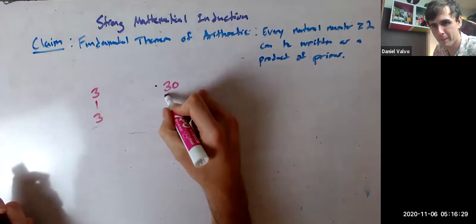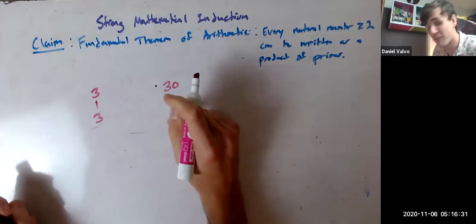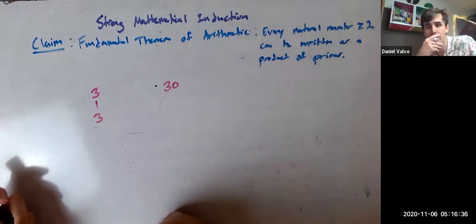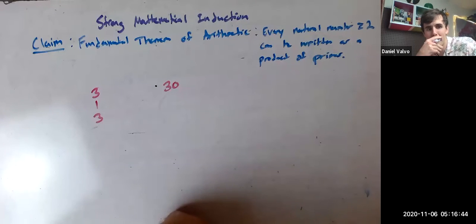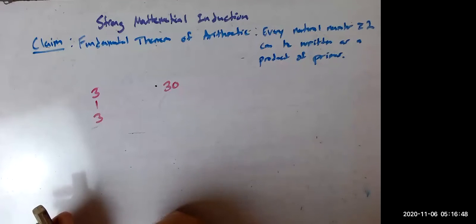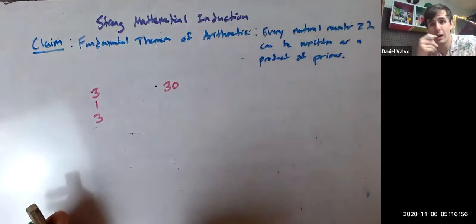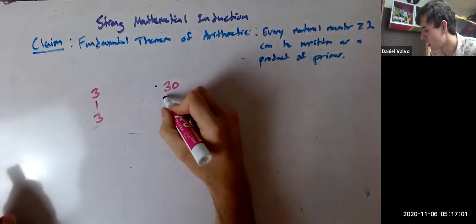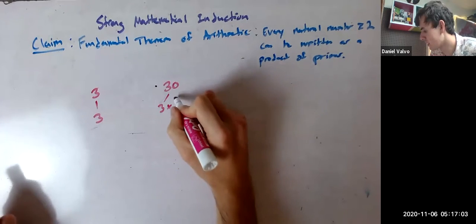it's not prime. Why is it not prime? By definition, what does it mean to not be prime? To not be prime, it has to be divisible by something other than itself and one. Exactly, right? So why is 30 not prime? It can be divided by 10. Yeah, 30 can be divided by 10, right? 30 equals 3 times 10.